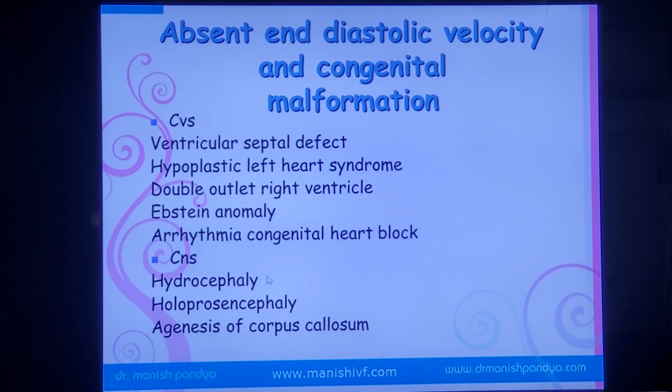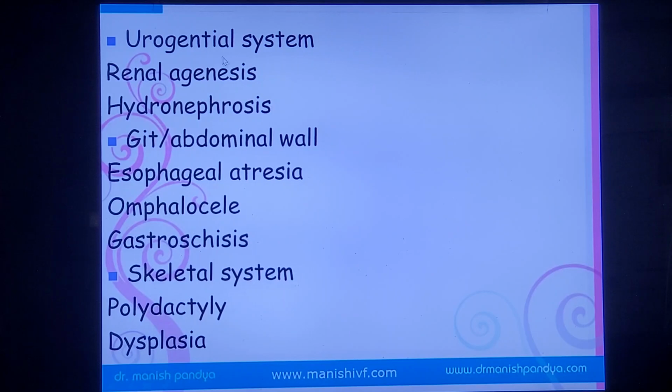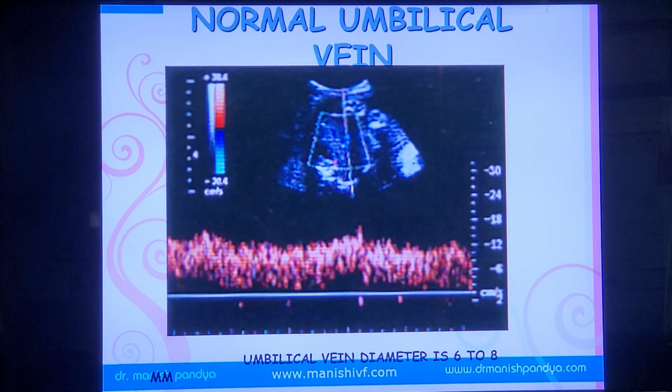In CNS, you can see hydrocephaly, holoprosencephaly, or agenesis of the corpus callosum. So if you see there is absent diastolic velocity in the umbilical artery in early gestation, you have to think of this type of anomalies. You can see also urogenital anomalies like renal agenesis, hydronephrosis, GIT and abdominal wall disturbances like esophageal atresia, omphalocele, gastroschisis, and skeletal system anomalies like polydactyly and dysplasia.